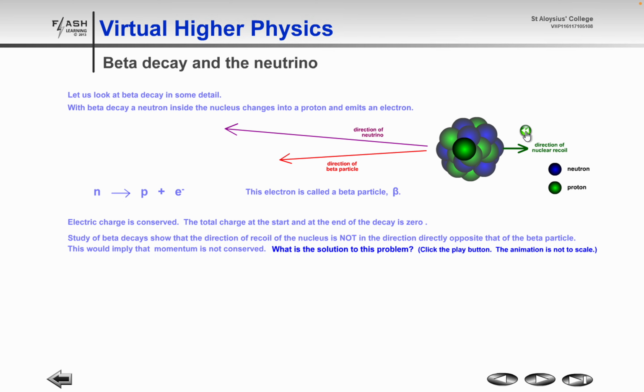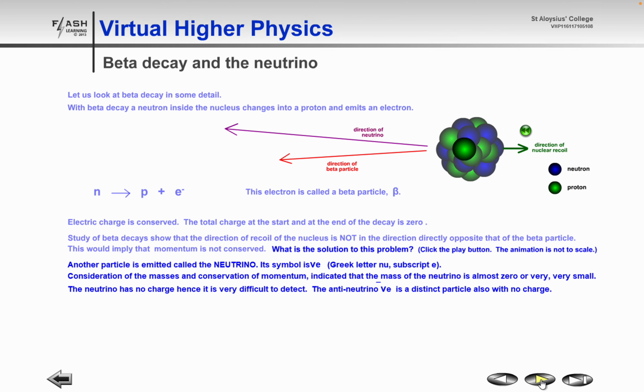Well, basically, we theorised that another particle must be getting produced, which we couldn't easily detect at that time when we were looking at these experiments. And this particle is known as a neutrino, although we'll see in a wee second, it was actually an antineutrino. And it's got no charge and very small mass, which makes it very difficult to detect.